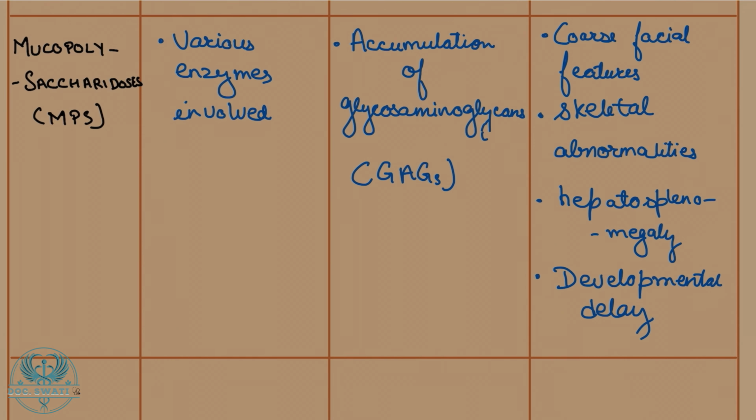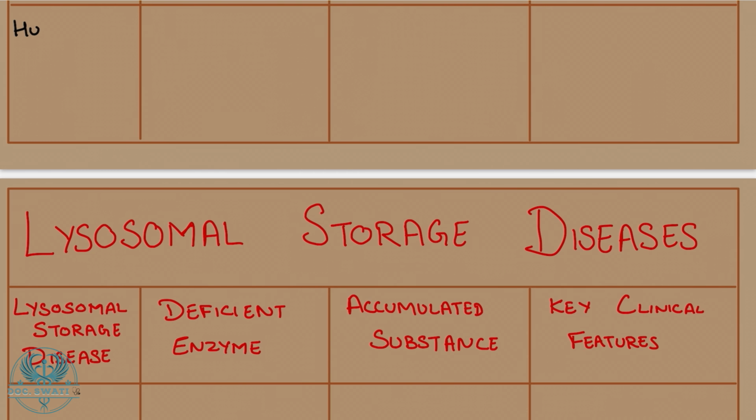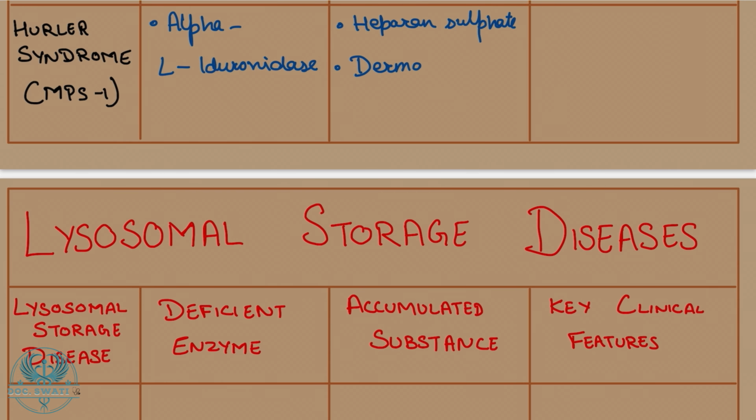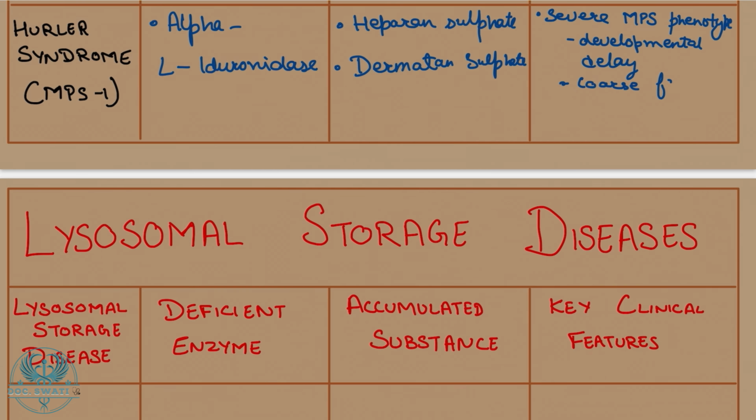Now next, let's talk about Hurler syndrome, MPS1. It is caused due to the deficiency of alpha-L-iduronidase. There is an accumulation of heparan sulfate and dermatan sulfate. Hurler syndrome is a severe MPS phenotype with developmental delay, coarse facial features, hepatosplenomegaly and corneal clouding.